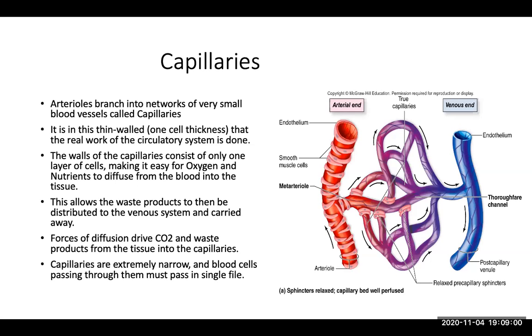Capillaries are where your arterioles branch into networks of very small blood vessels. They're very thin walled, so only one cell can get through.